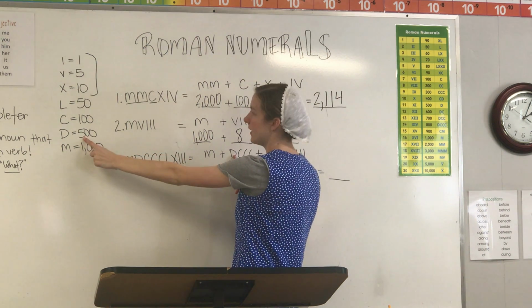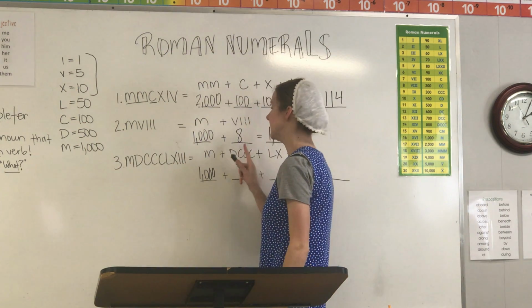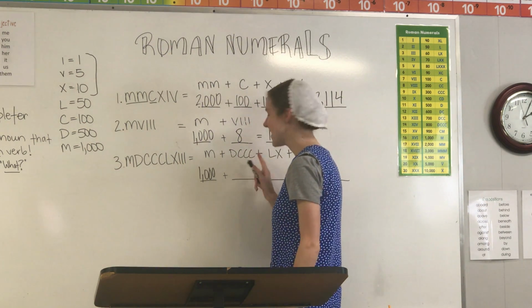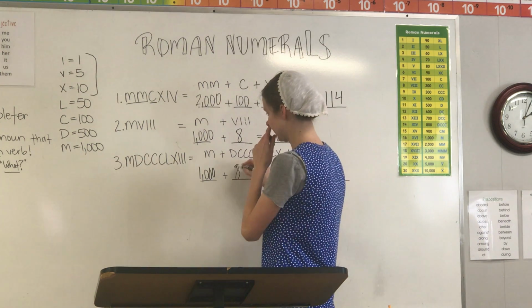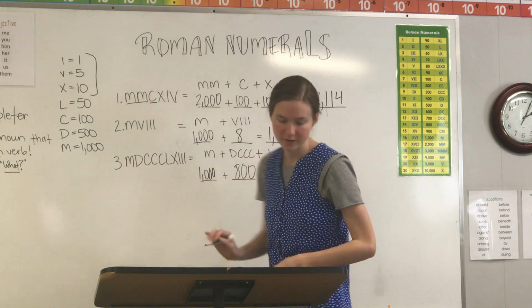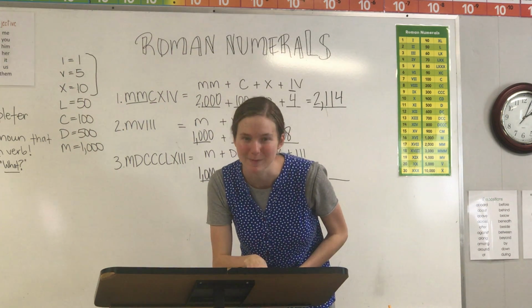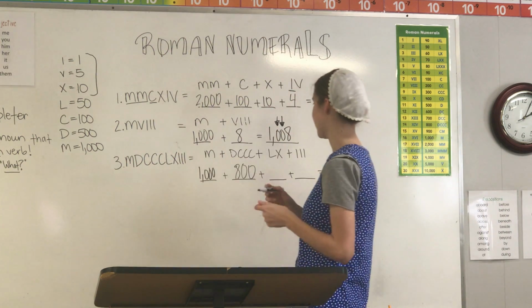So we have D, 500. Then we have three C's, and one C equals 100. So we have 500, 600, 700, 800. Do you see how I found that? If you look in your box and you find 800, look right beside it. It says DCCC. So you can look in your box, but you can also figure it out.